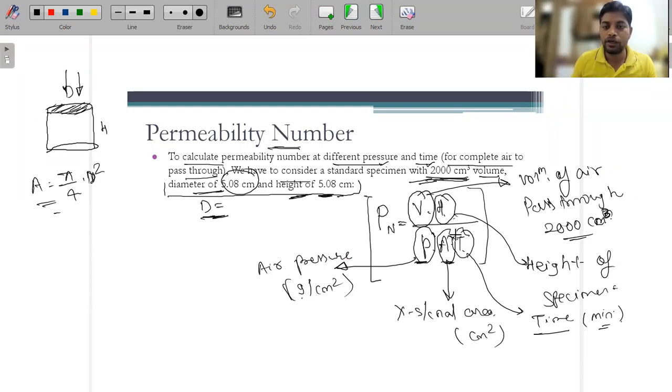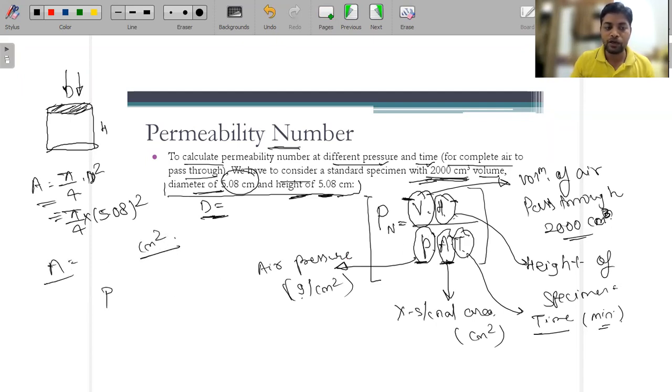Now here, the specimen dimension is given to you, and the volume of air that is required is also given to you. So this v value is given, that is 2000, h is given, that is 5.08, and A is the cross sectional area, that is pi by 4 d square. From here you can calculate the value of the area, using 5.08 whole square, in centimeter square.